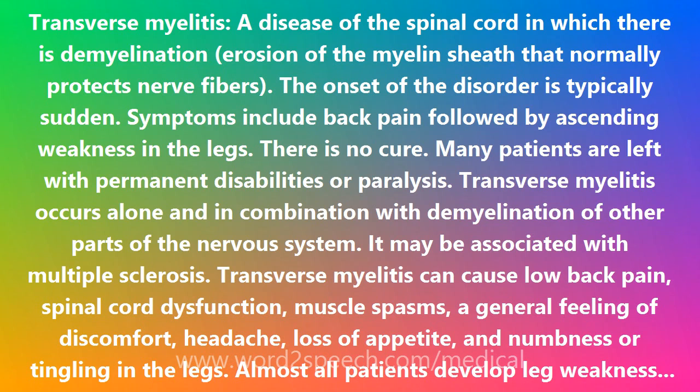Almost all patients develop leg weakness. The arms are involved in a minority of cases. This depends upon the level of spinal cord involvement. Sensation, pain and temperature sensation are typically diminished below the level of spinal cord involvement. Appreciation of vibration and joint position sense may also be decreased. Bladder and bowel sphincter control is disturbed in the majority of cases.